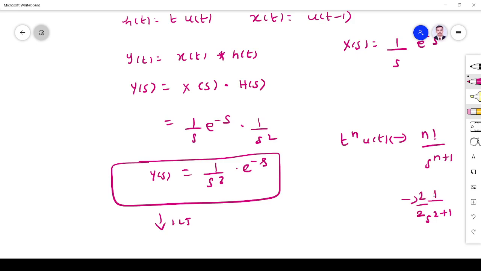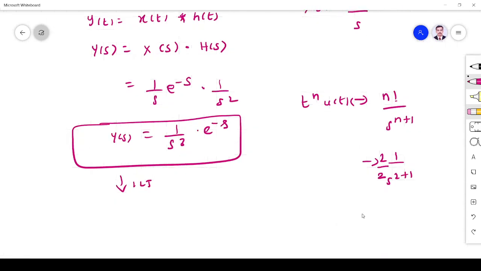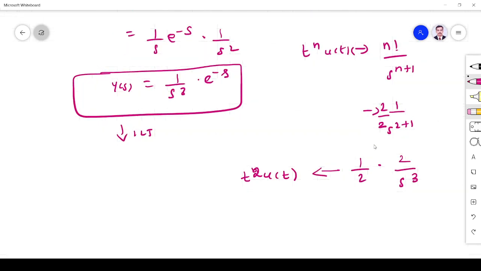Right? So what is the thing? This is 1 by 2. If I multiply and divide by 2, what it will become? 1 by 2 into 2 by s cube. It will be like this. That will be equal to t power n, t power 2 u of t. Clear? So then this is for this one. So what I do, I multiply and divide by 2 here.